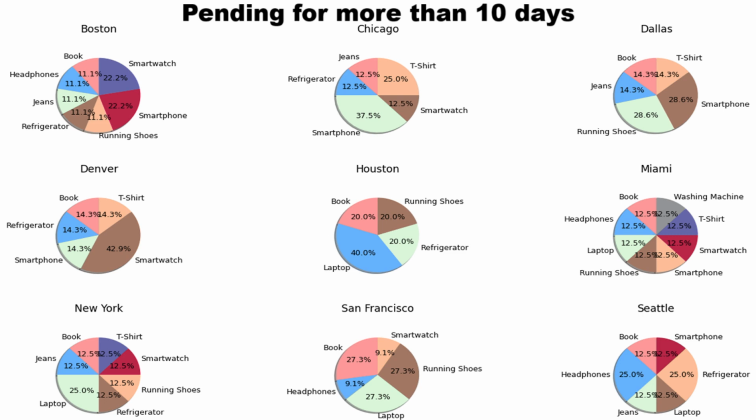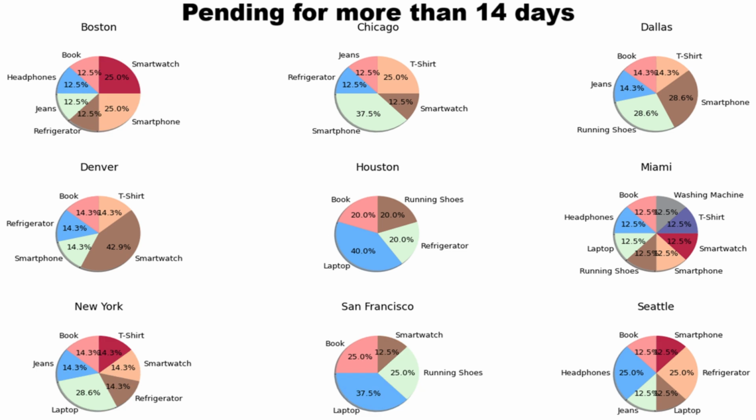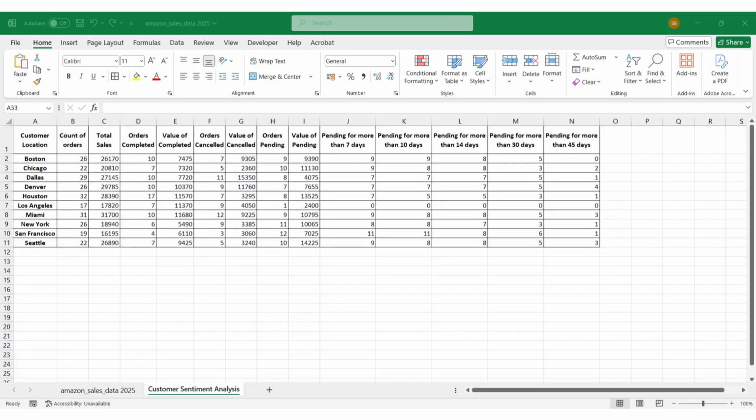That means the issue likely isn't with one category or warehouse. It points to a broader inventory and logistics management problem. These accumulating delays, these backlogs, don't just frustrate customers. They also damage the store's credibility, raise the risk of negative reviews, and over time, contribute to a drop in overall store ratings on Amazon.